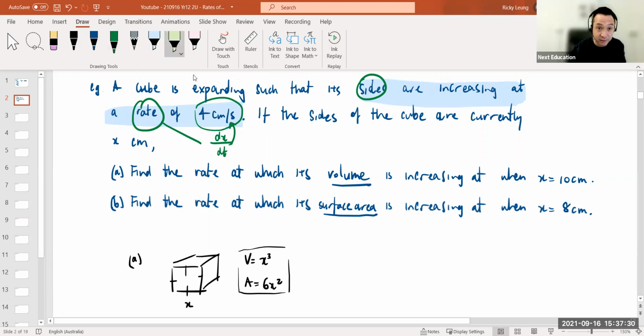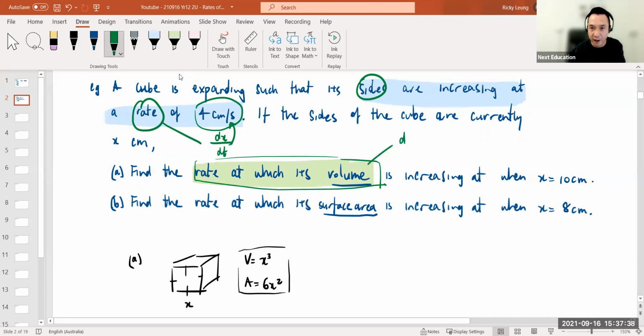Part A says find the rate, so we're finding something with a rate that the volume is changing at. This is telling me I need to find dV dt. So the question gives you that the rate of change dx dt is 4. Part A is asking you to find dV dt, and it's also given you one extra element: x equals 10 centimeters at a point in time. So we've got dx dt equals 4, we've got x equals 10.